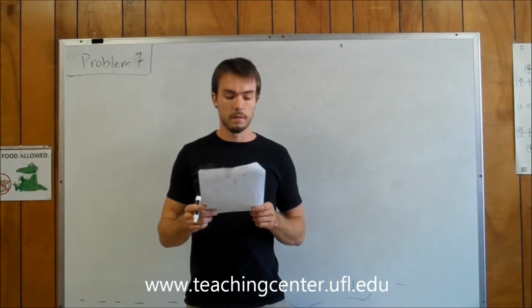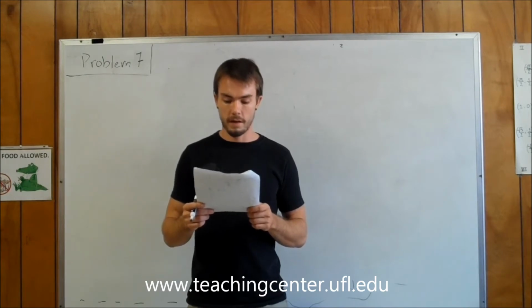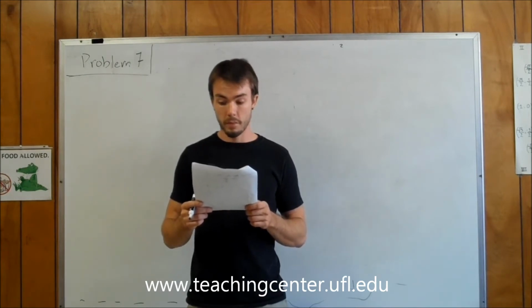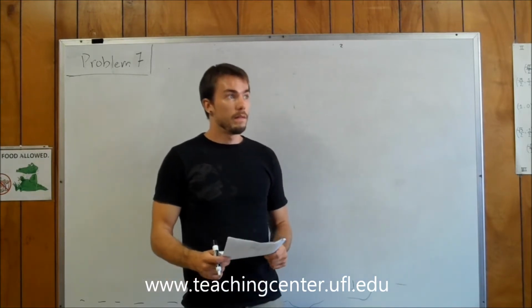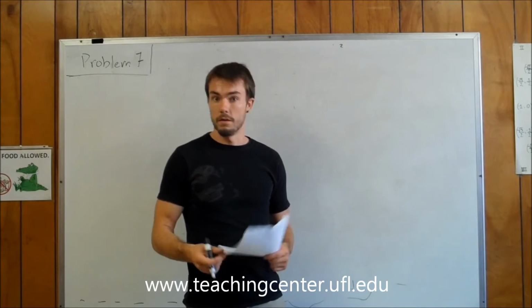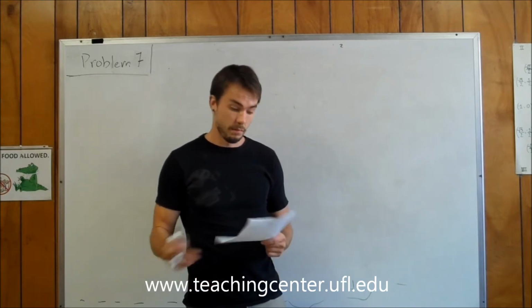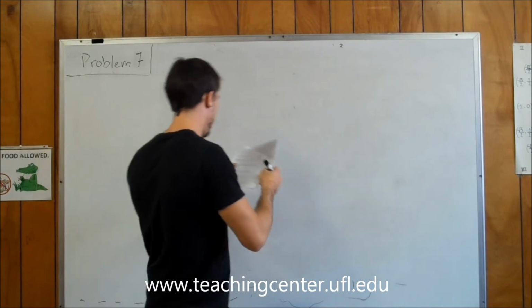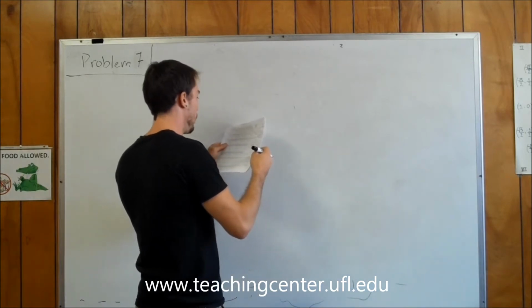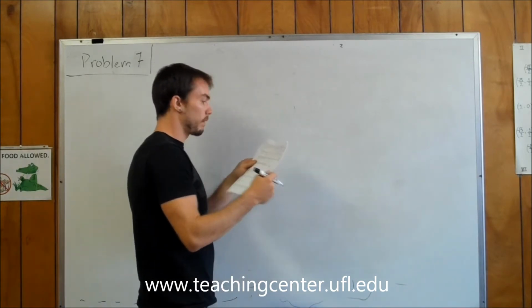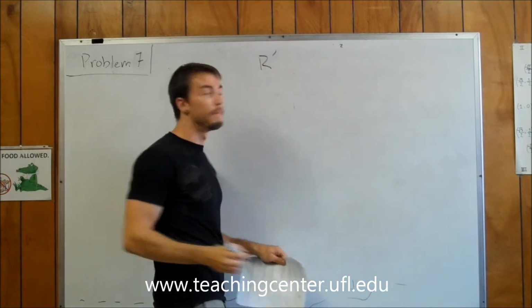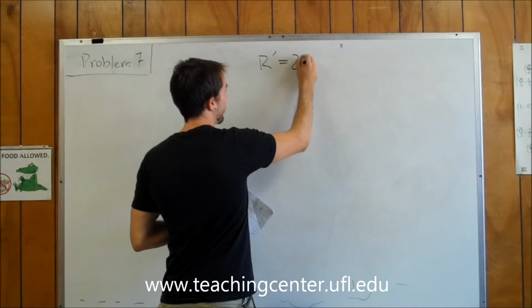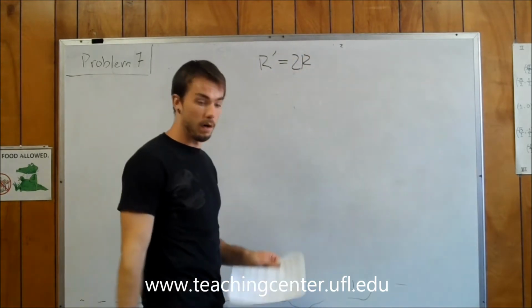Question 7 says, if the radius of the Earth were twice its current value, but its mass were the same, then what would be the acceleration of gravity g at the Earth's surface? Okay. So this is just asking you to solve for the new acceleration if we change some parameters of the Earth. So we're going to say that the radius is going to be twice the current value. So I'm going to designate the new radius by r prime and say that's going to be equal to 2 times the original radius r.